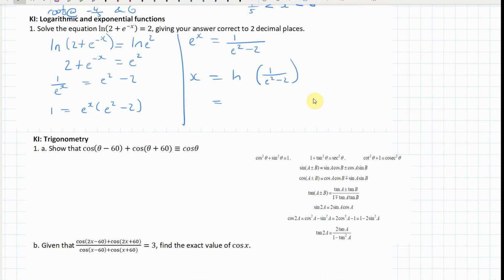And I'll pop that into my calculator. What will I get? ln of 1 over e to the 2 minus 2. I'm getting negative 1.68.